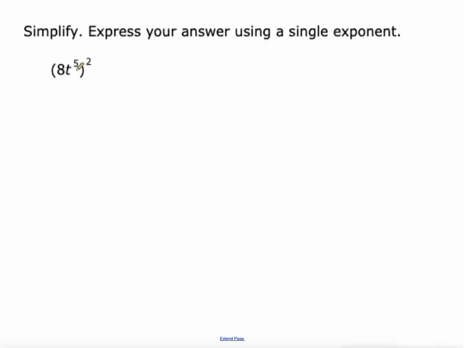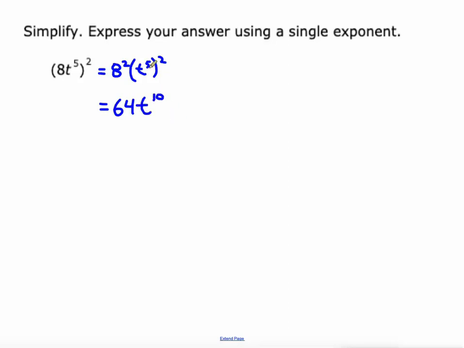So basically, when you're doing a power to another power or a monomial to a power, the entire monomial gets raised to the power. This is 8t to the fifth times 8t to the fifth. So it's really 8 squared and t to the fifth squared. 8 squared is 64, and t to the fifth squared, t to the fifth times t to the fifth, is t to the 10th.